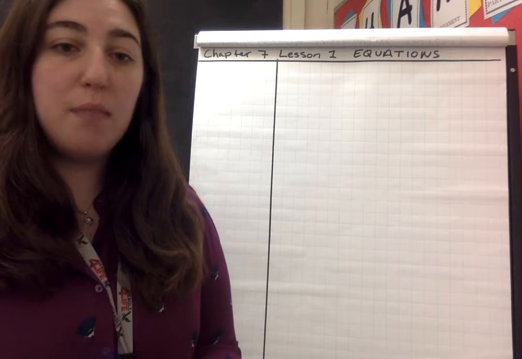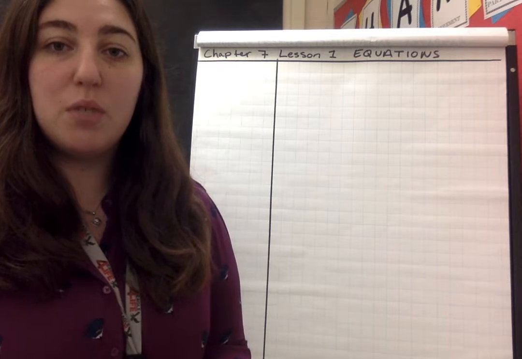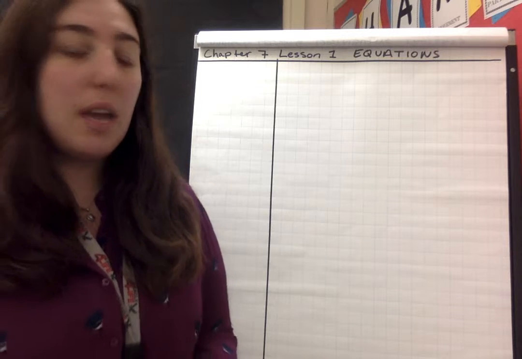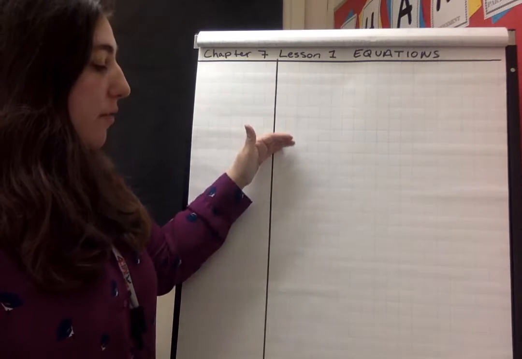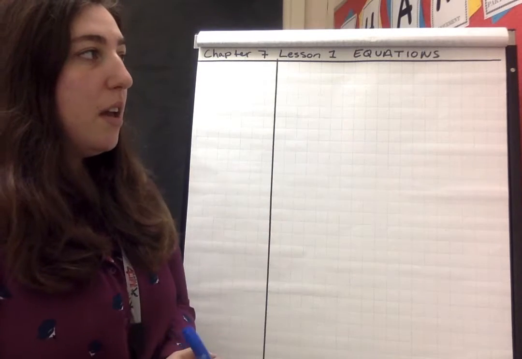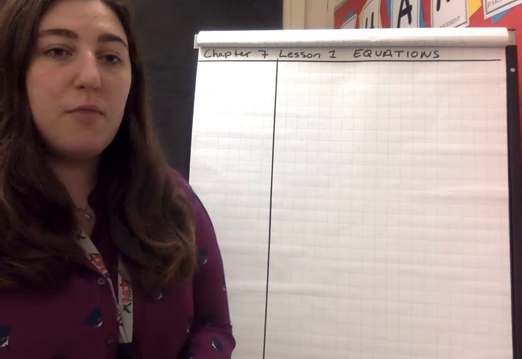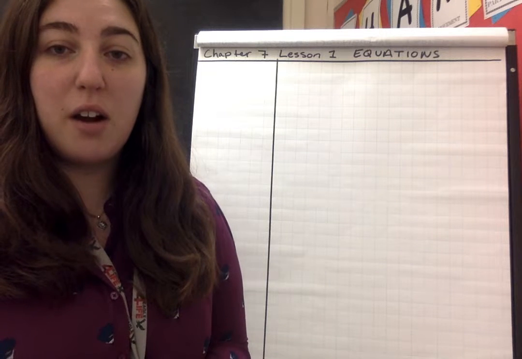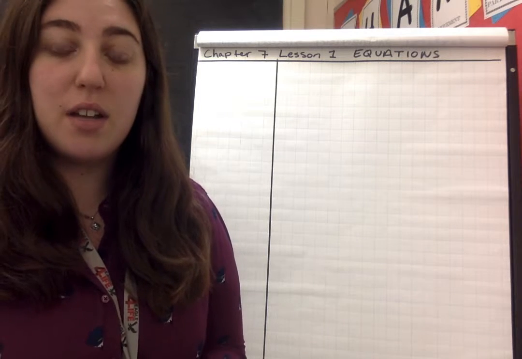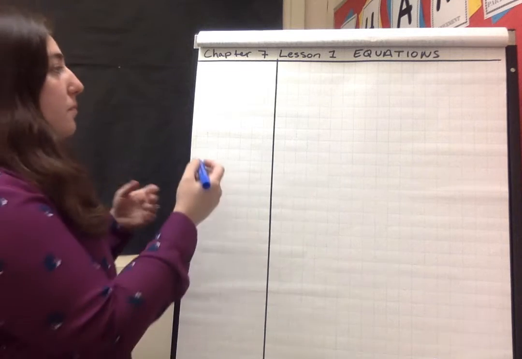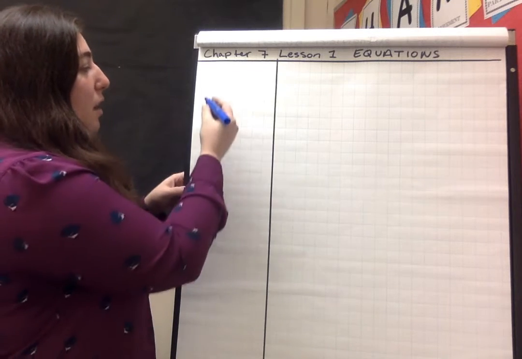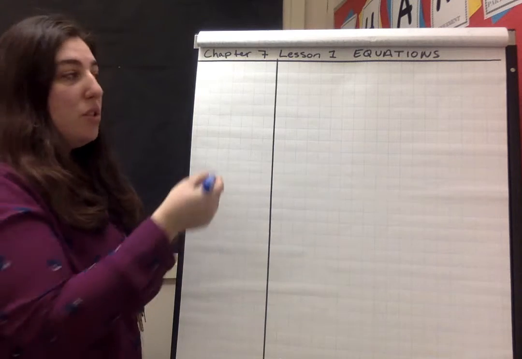One of the main things we learned in Chapter 6 was order of operations. So just remember to follow a process. We're going to have a process written down here, and following a process is important so we are all getting the same answer and solving something the same way. Okay, so let's start by defining what an equation is.